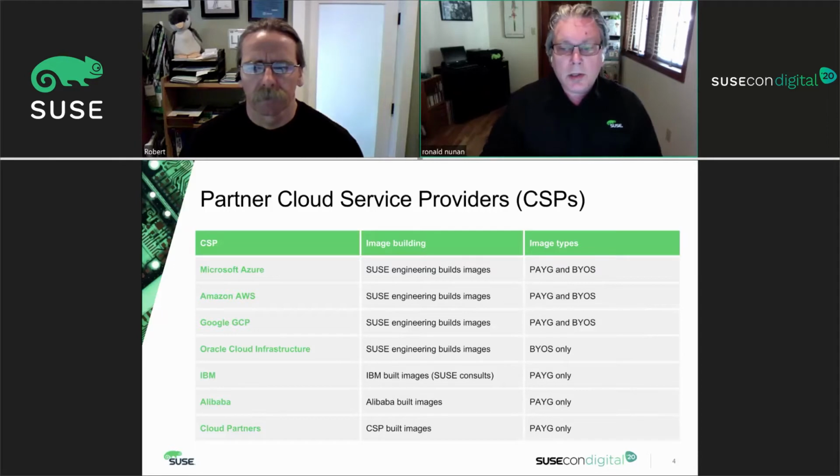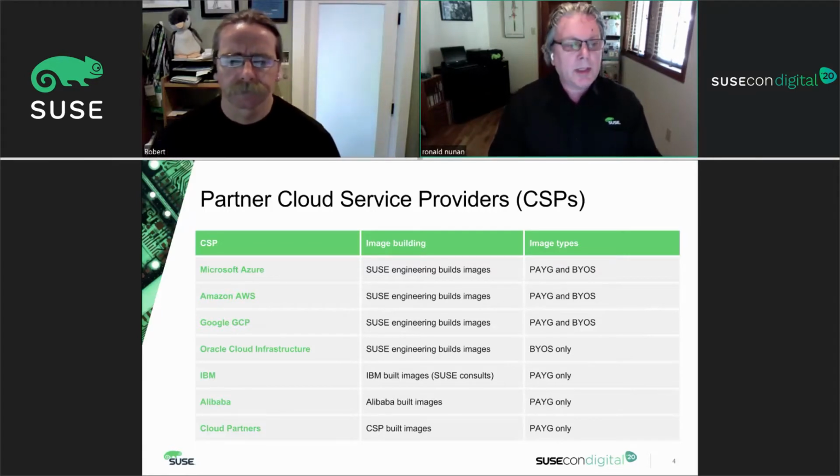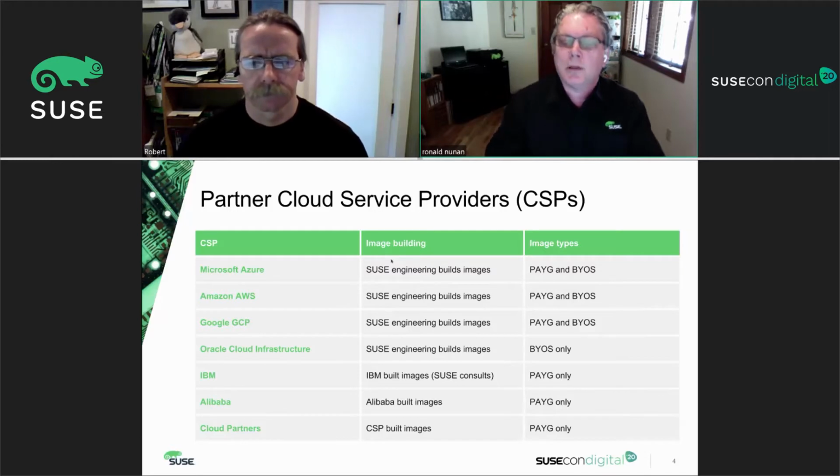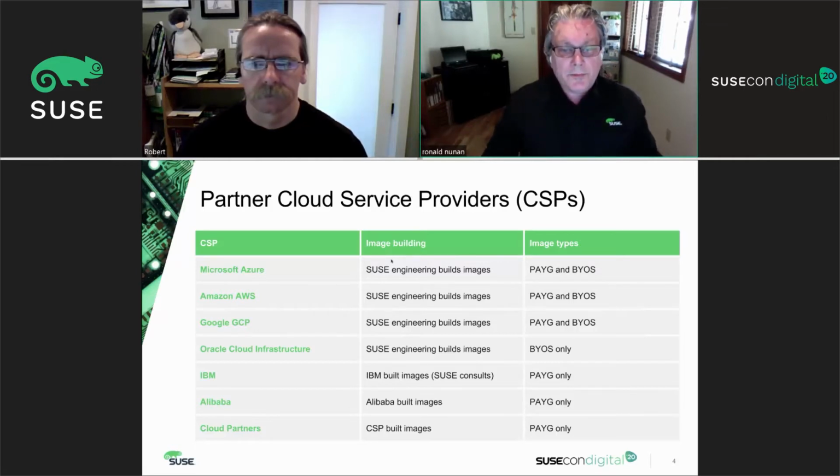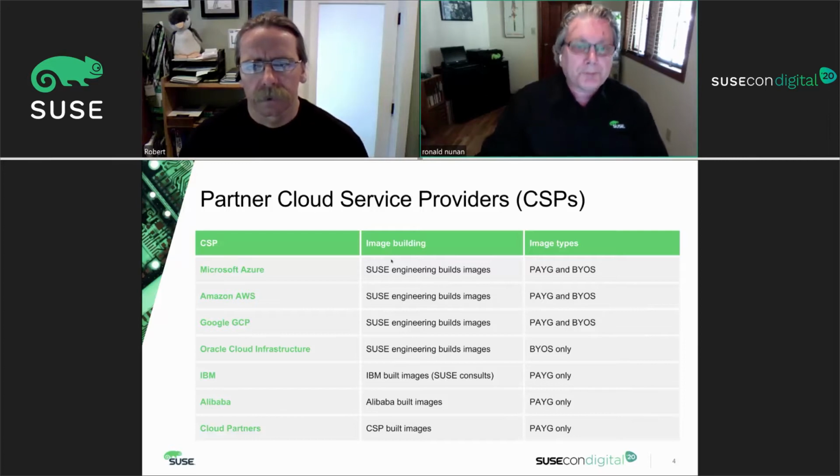And then there's a large number of the broader cloud partners that we work with, like IBM, Alibaba, and other cloud partners that are on-demand or consumption-based only, and you'll find those on their marketplaces, and those providers build their own images. And that's more or less the generic way or the simple way to describe our cloud partner ecosystem.